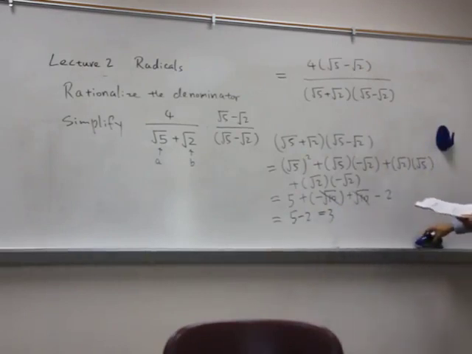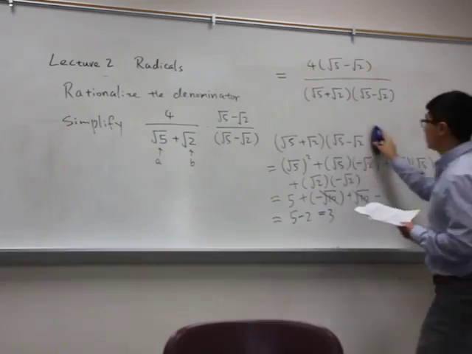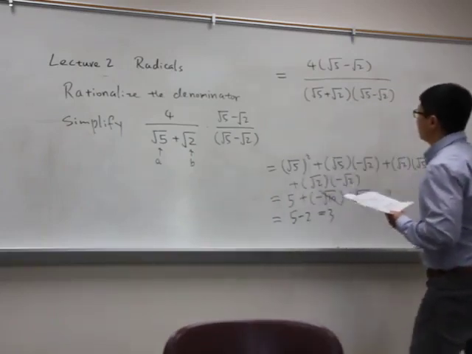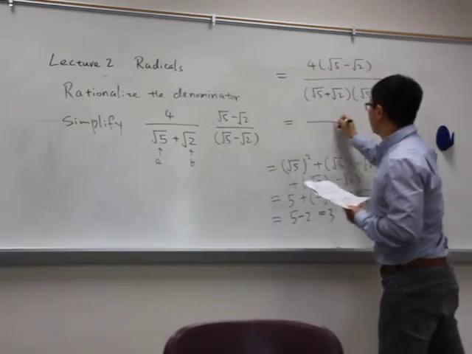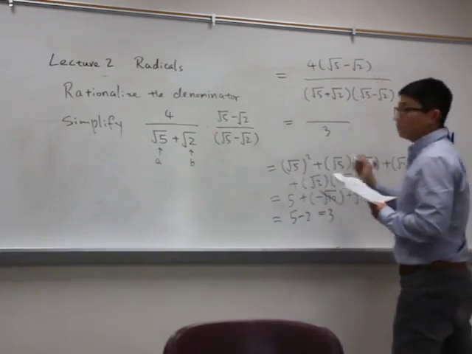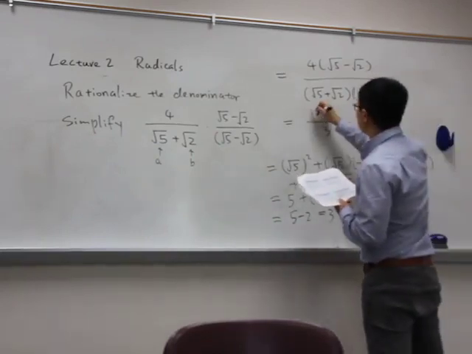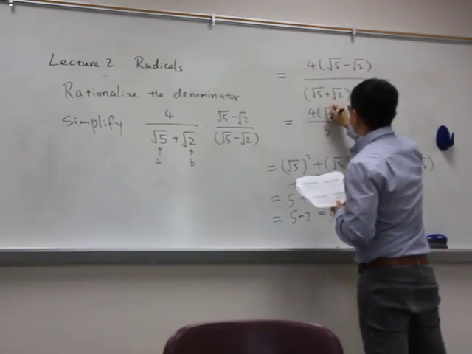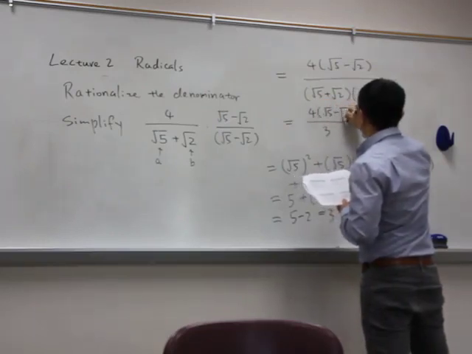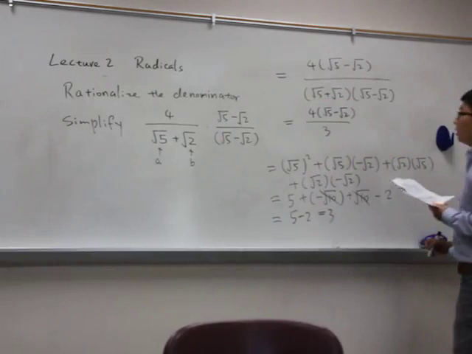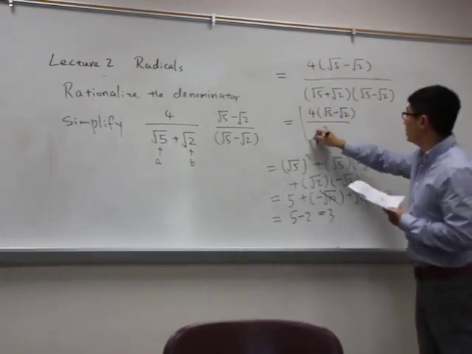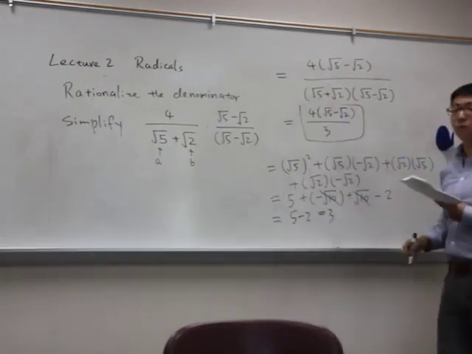Okay. So now let me erase this. So now the denominator becomes 3, and the numerator is 4 times the square root of 5 minus the square root of 2. And this will be our answer.